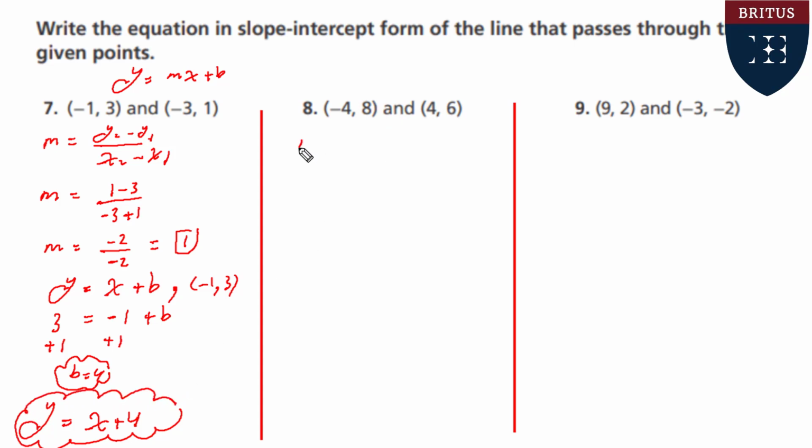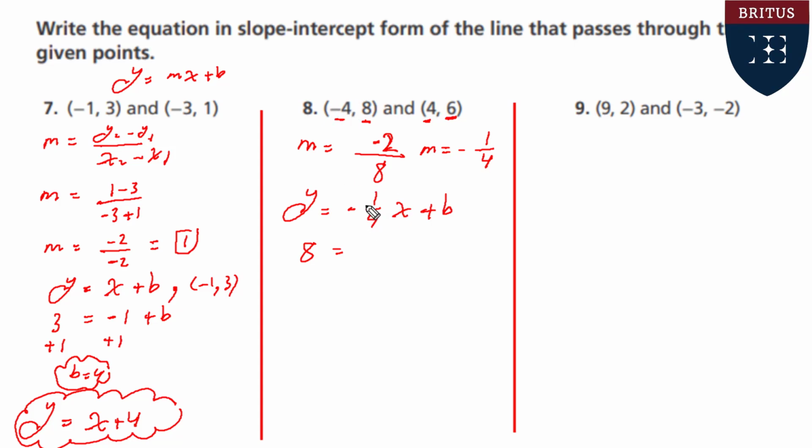By the same way, the slope is equal to 6 minus 8 is equal to negative 2. 4 minus negative 4, it will be 4 plus 4 equals 8. Now the slope is equal to negative 1 over 4 in the simplest form. We can write the equation y is equal to negative 1/4 x plus b. To find b, I will use the first point, negative 4, 8. Cancel y and write 8. Cancel x and write negative 4.